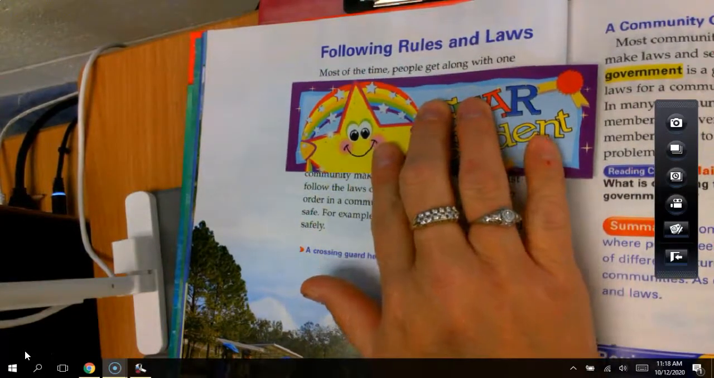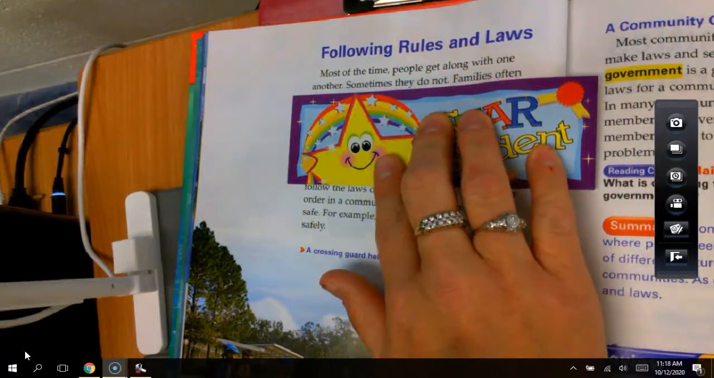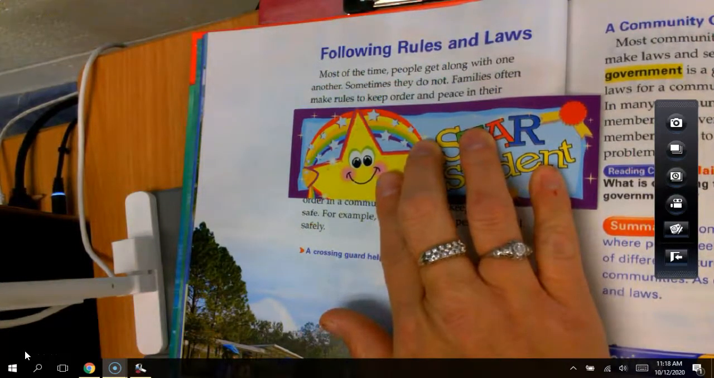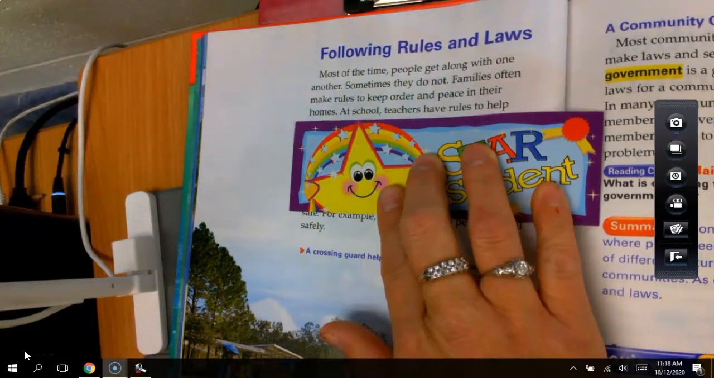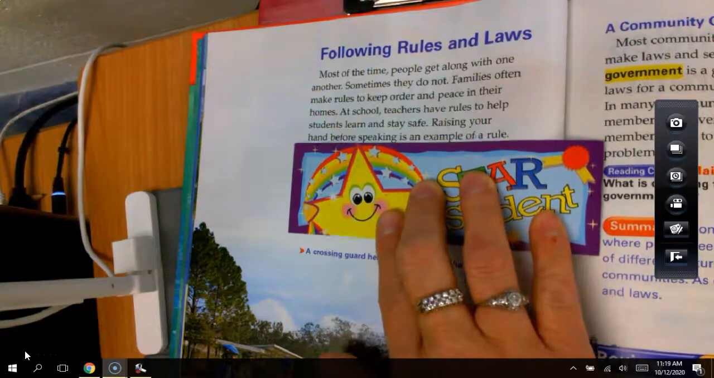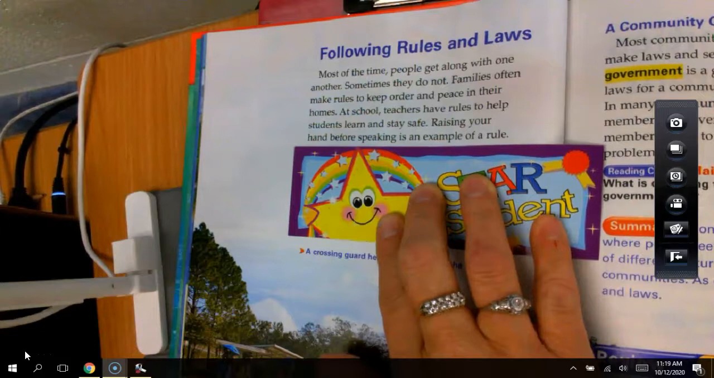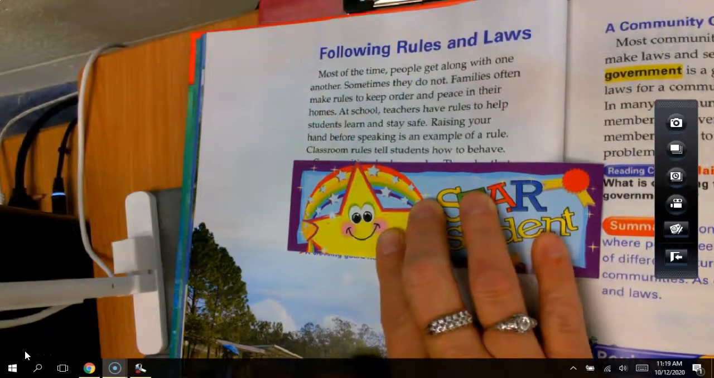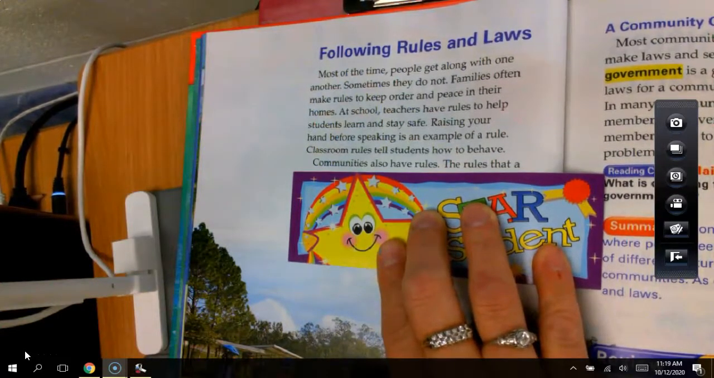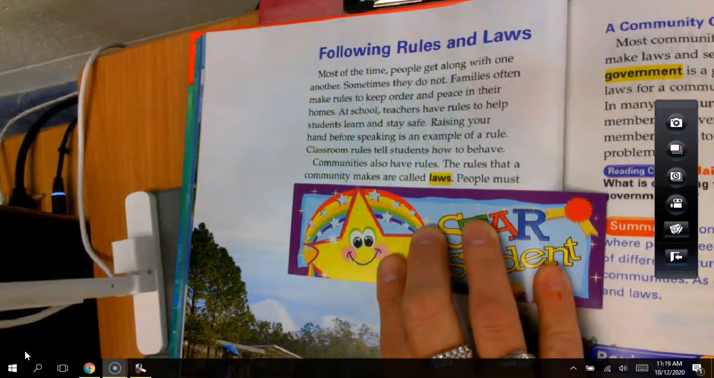Most of the time, people get along with one another. Sometimes they do not. Families often make rules to help keep order and peace in their homes. At school, teachers have rules to help students learn and stay safe. Raising your hand before speaking is an example of a rule. Classroom rules tell students how to behave. Communities also have rules. The rules that a community makes are called laws.